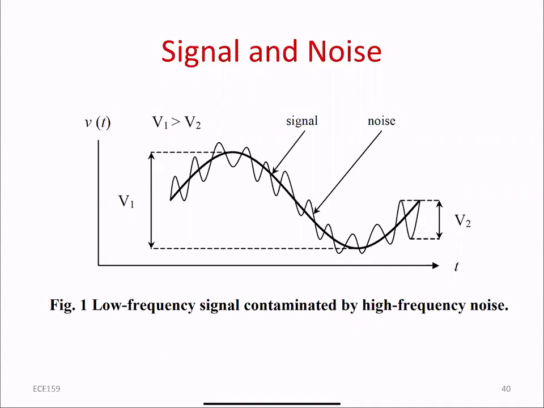So just look at this slide and let's see. You see one signal. This is a low frequency signal, right? And you have a noise which is represented by a very high frequency signal. So a low frequency signal has a very high frequency noise. So V1 voltage is much greater than V2, right?